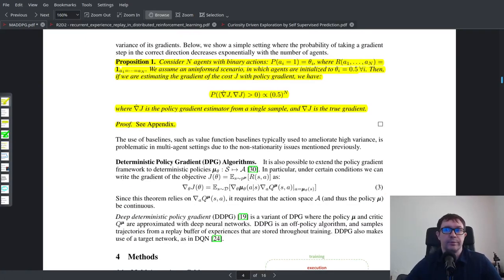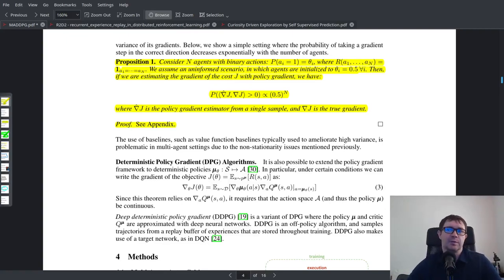Now, they actually prove this mathematically in Proposition 1. It's kind of a neat proof if you want to read through it. I'm not going to bother. I'm just going to give you the punchline here for the sake of brevity. The idea is that we're dealing with a system that has two actions and a reward of 1 point. The agents are initialized with a random policy, so they have a 50-50 chance of selecting each action.